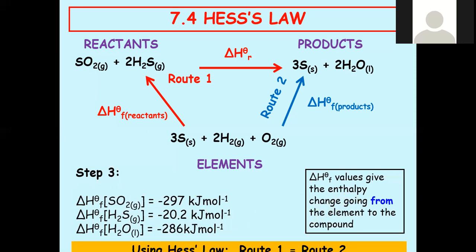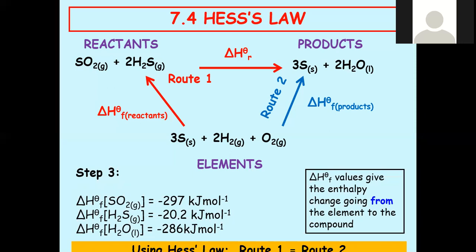So using Hess's law, therefore, route 1 will equal route 2. So if our enthalpy change going from our elements to make our reactants, and we add up the total, whatever the total for that is, should be exactly the same for route 2 going from those elements to the product. Because we're just basically missing out going from the reactant to product, we don't know what the enthalpy change is.